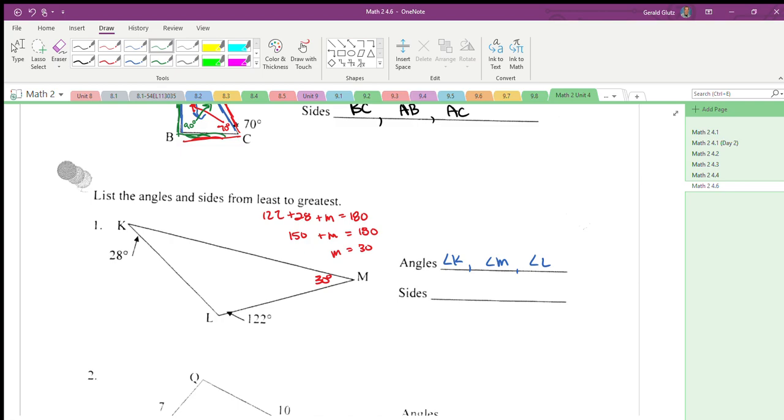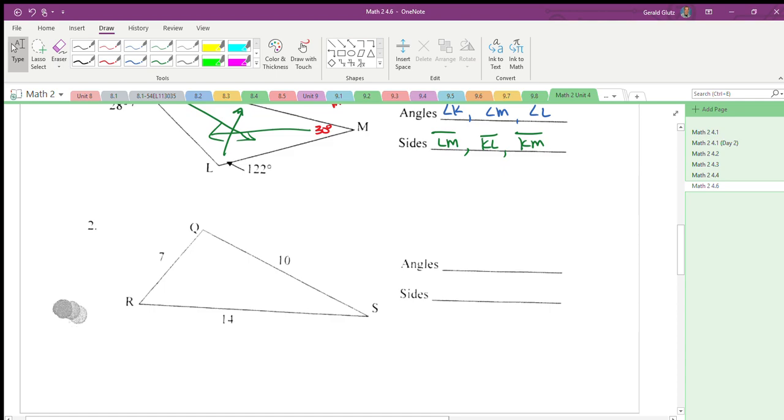And then I just have to figure out the side lengths. Angle K is the smallest angle, so the opposite side of angle K is going to be the smallest side. That would be LM. Angle M is the second smallest, so the opposite side of angle M is KL. And then finally, angle L is the biggest, so the opposite side of angle L will be KM.